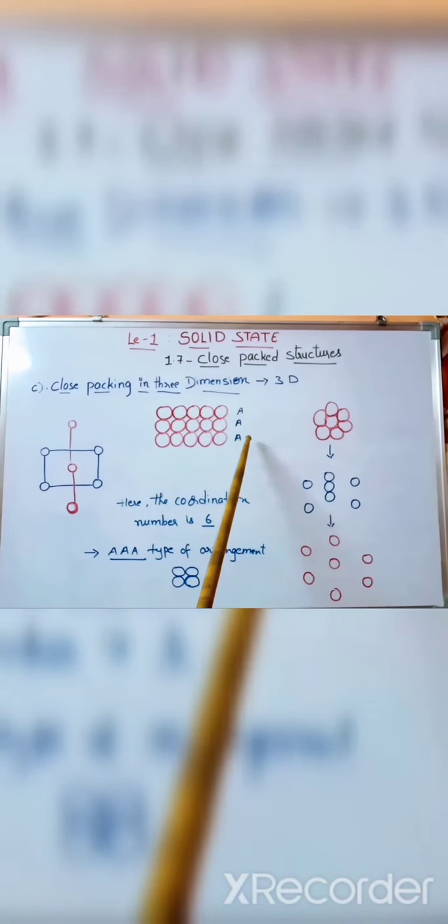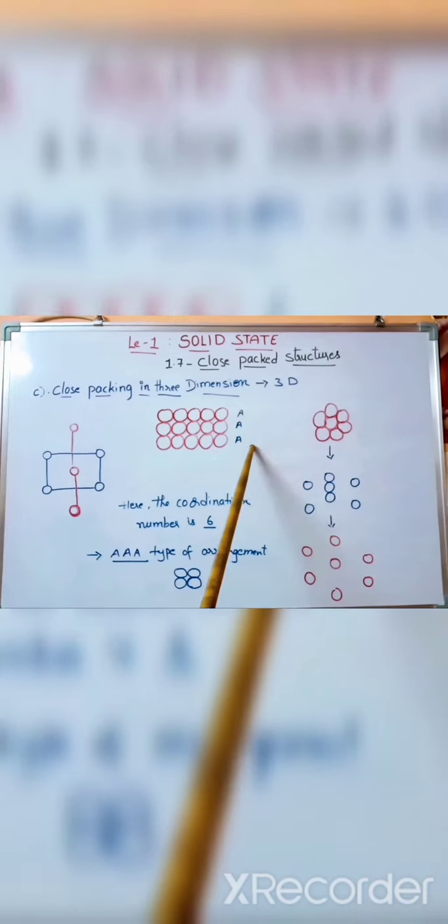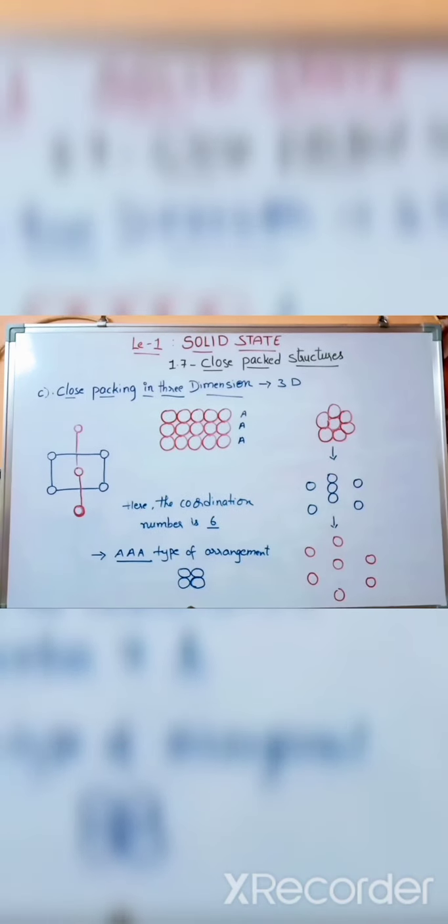This is the center atom. Now if we see 1, 2, 3, 4, 5, 6, so 6 is the coordination number of this central atom. The 6 other atoms get attached, and all these are arranged exactly in the same manner. That is why this type of arrangement is called AAA type of arrangement. If we observe carefully, this arrangement has generated a simple cubic lattice, and its unit cell is the primitive cubic unit cell. So it's looking just like this, isn't it?